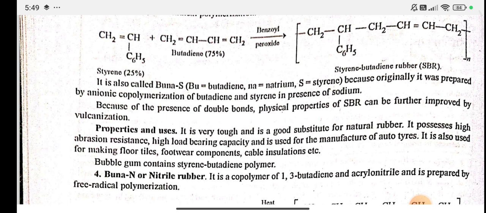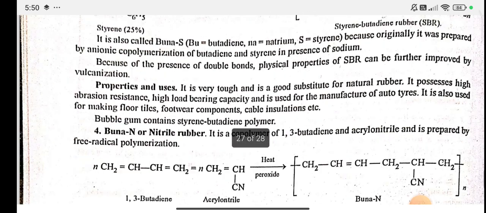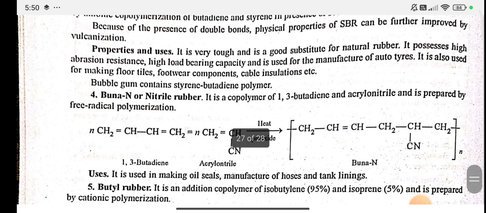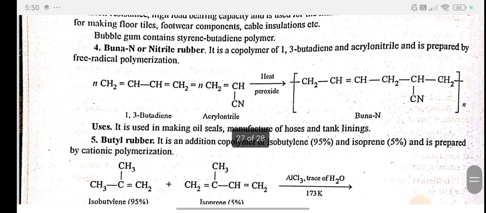It possesses high abrasion resistance and high load bearing capacity, and is used for the manufacture of auto tires. It is used for making floor tiles, footwear components, and cable insulation. Bubble gums contain styrene butadiene polymer. Buna nitrile rubber. It is a copolymer of 1,3-butadiene and acrylonitrile and is prepared by free radical polymerization. Uses. It is used in making oil seals, and in the manufacture of hoses and tank linings.